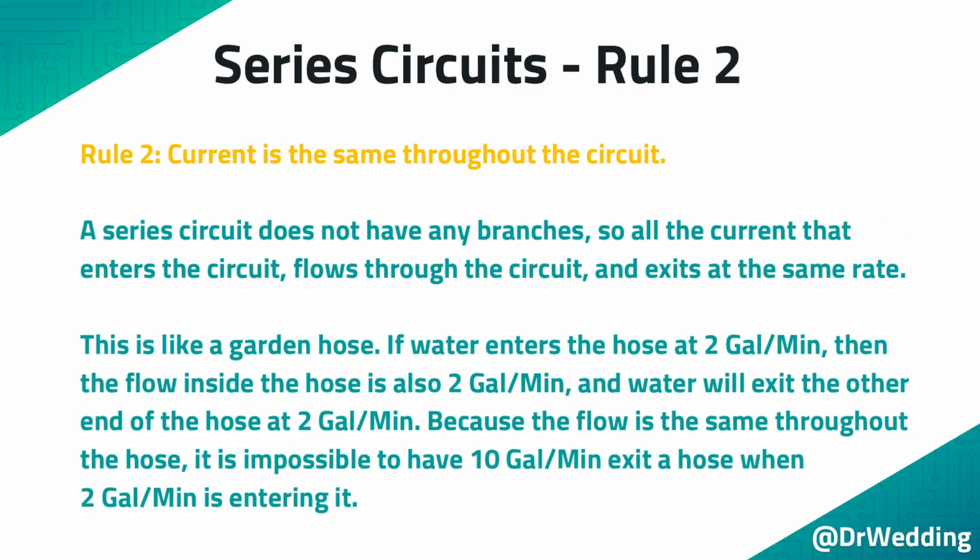Rule 2. Current is the same throughout the circuit. A series circuit does not have any branches, so all the current that enters the circuit flows through the circuit and exits at the same rate. This is like a garden hose. If water enters the hose at 2 gallons per minute, then the flow inside the hose is also 2 gallons per minute, and water will exit the other end of the hose at 2 gallons per minute. Because the flow is the same throughout the hose, it is impossible to have 10 gallons per minute exit a hose when 2 gallons per minute is entering it.